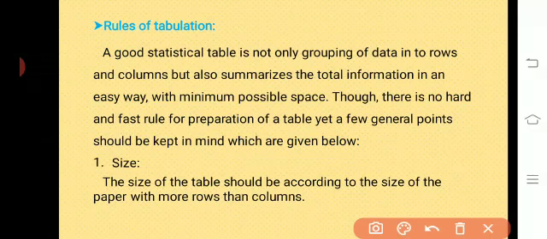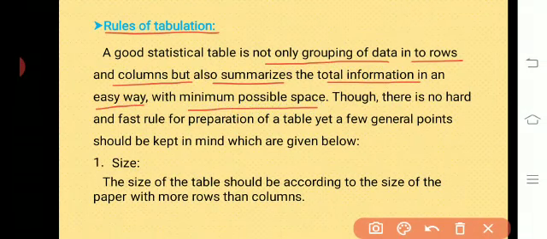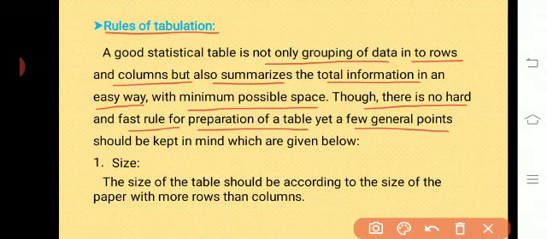Then we'll see the rules of tabulation. A good statistical table is not only grouping of data into rows and columns, but also summarizes the total information in an easy way with minimum possible space. Though there is no hard and fast rule for preparation of a table, yet a few general points should be kept in mind, which are given below. So, following points or rules we have to consider while framing the table.